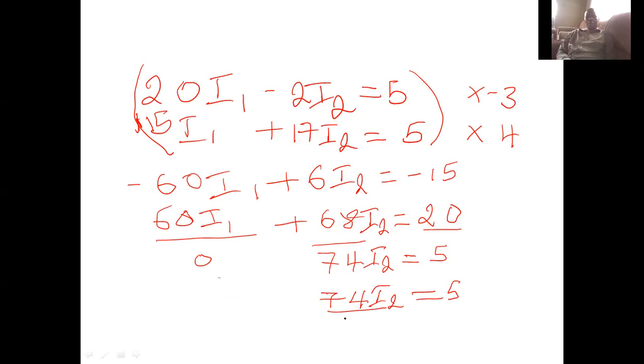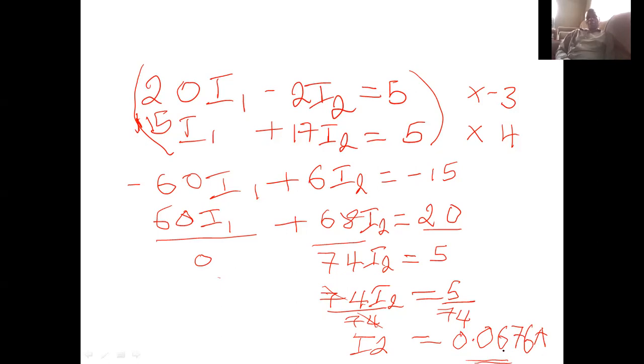We can divide here by 74, and there by 74. What we get is I2, because this one and this one will cancel, is equal to 5 divided by 74, which is actually 0.0676 amps. So it means that we have calculated the value of I2.